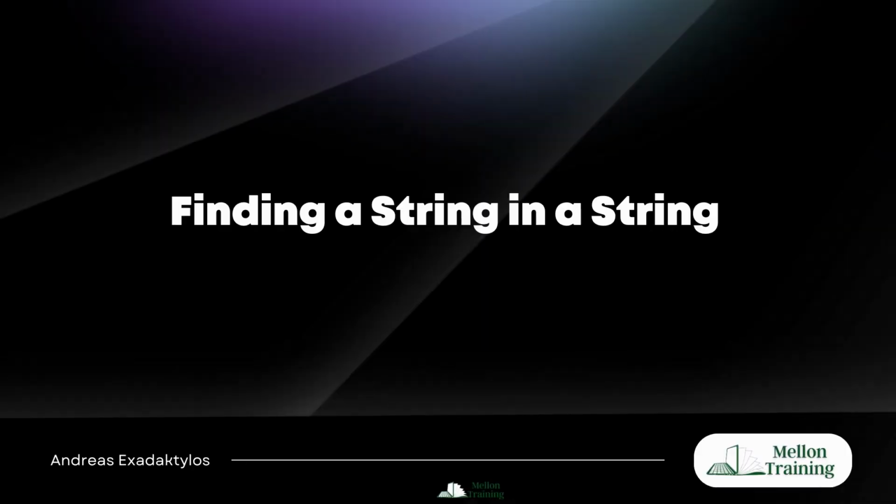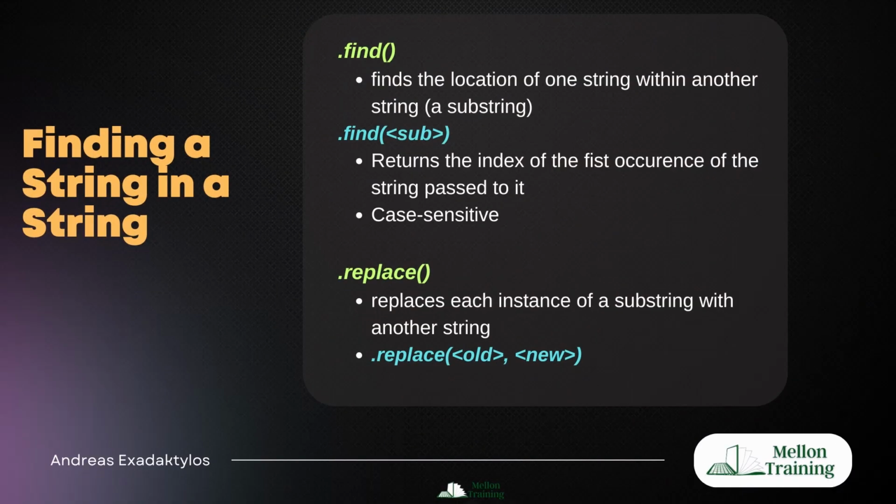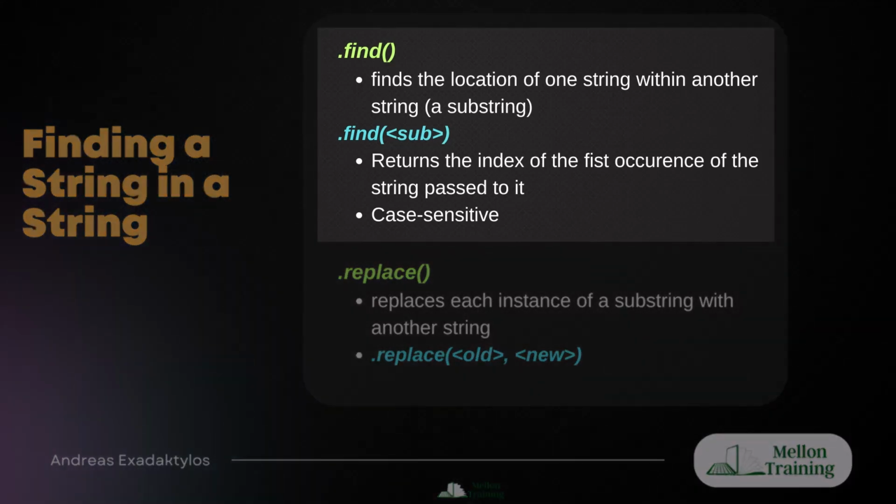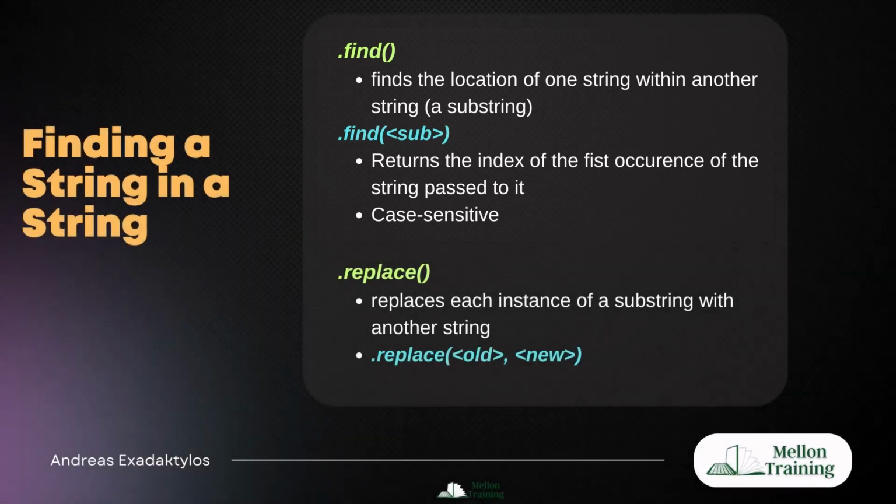Now that you've worked out how to streamline your prints with f-strings, it's time to find a string within a string. One of the most useful string methods is find. As its name implies, this method allows you to find the location of one string within another string, commonly referred to as a substring. To use find, you tack it on the end of a variable or a string literal, with the string you want to find typed between the parentheses. The value that find returns is an index of the first occurrence of the string you pass to it.